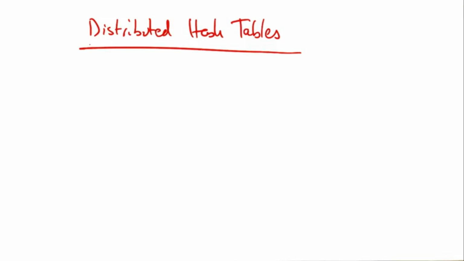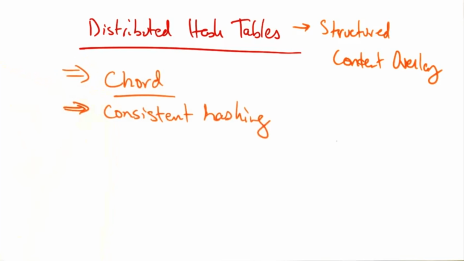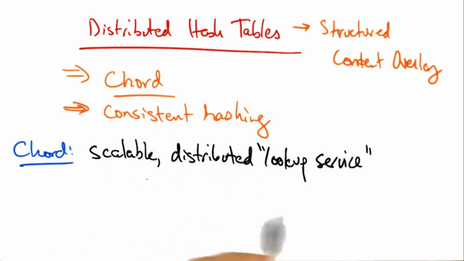In this lesson, we will talk about distributed hash tables, which enable a form of content overlay called a structured overlay. We'll talk about a particular distributed hash table called CHORD and an underlying mechanism that enables it, called consistent hashing. CHORD is a scalable, distributed lookup service.